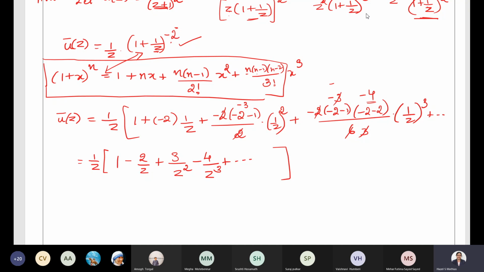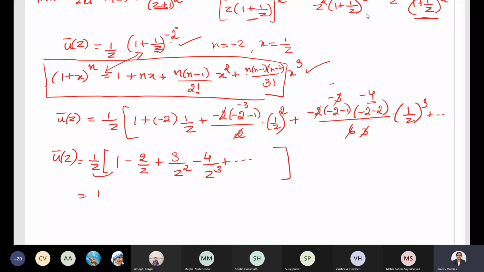Just put it in the formula. The value of n here is minus 2 and x is 1 by z. Substitute the value of n and x, we get this expansion. So this is u bar of z. Next step, we multiply 1 by z to the entire expression. So what do we get?